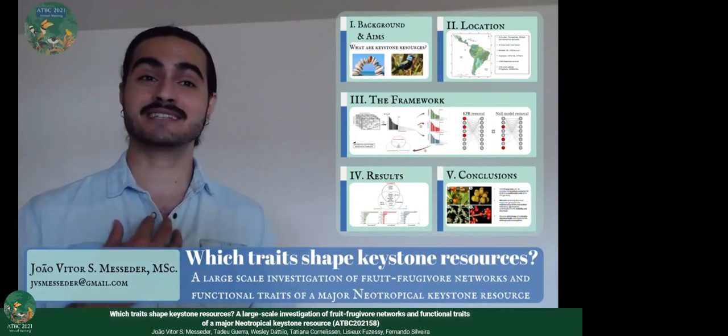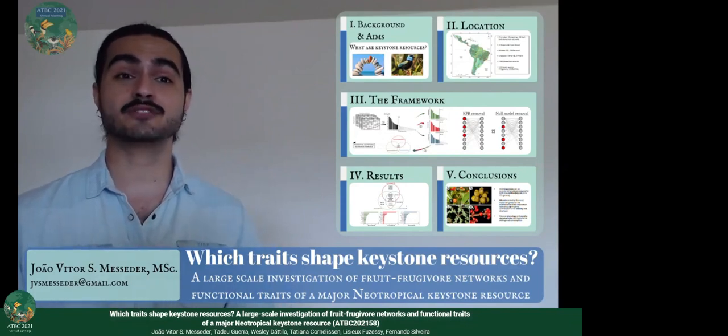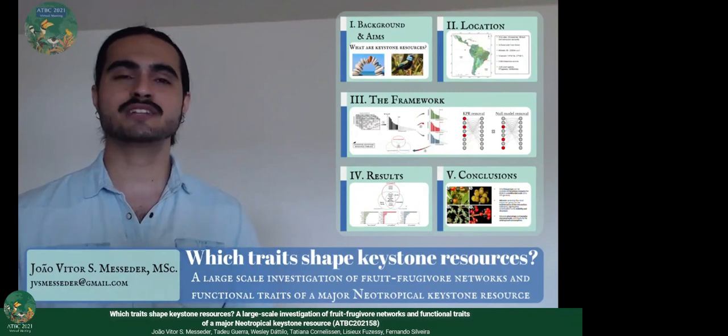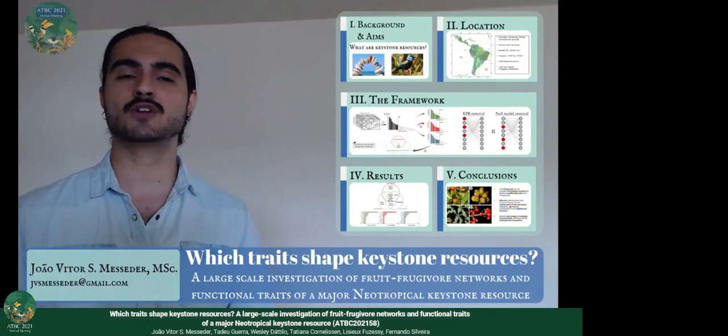I'm João Vitor Messeder, current Ecology PhD student and Fulbright Scholar at Penn State University. Today, I will present to you how my co-authors and I were able to identify the main keystone resources for neotropical frugivorous birds using a novel network approach and a thorough assessment of the functional traits conferring keystoneness.